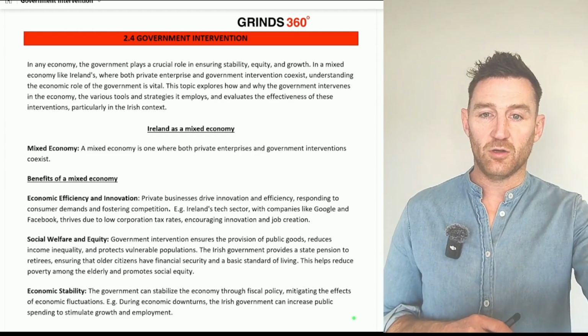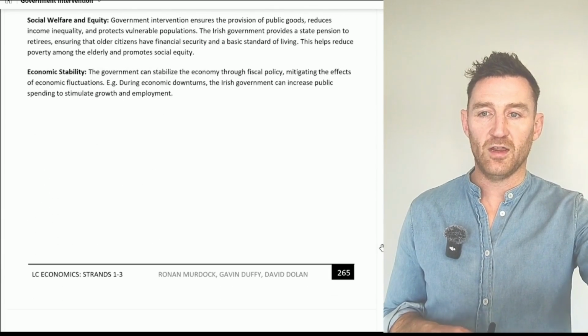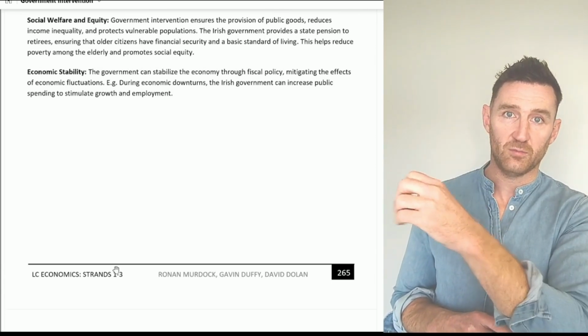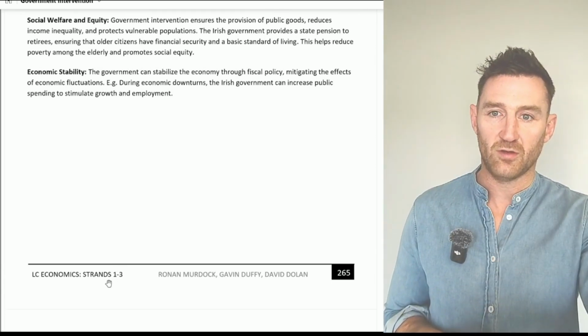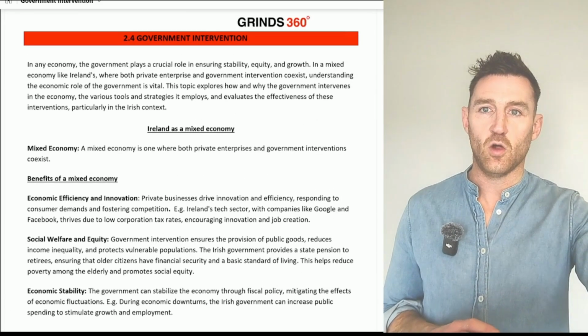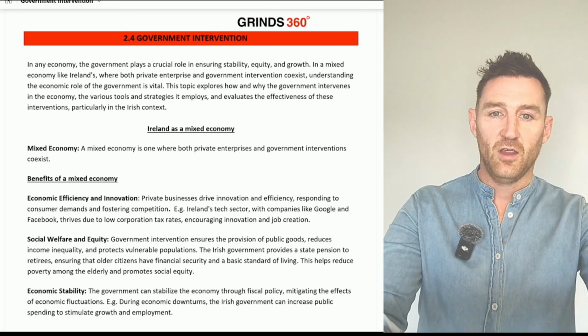If you're looking in the book, we're in book 1, which covers strands 1 to 3. So if you're looking on the platform, you go to subjects, economics, at the top of the page, book 1, strands 1 to 3, and we're on page 265. So it's good to have it open in front of you. On that opening page, not really a whole lot to point out.